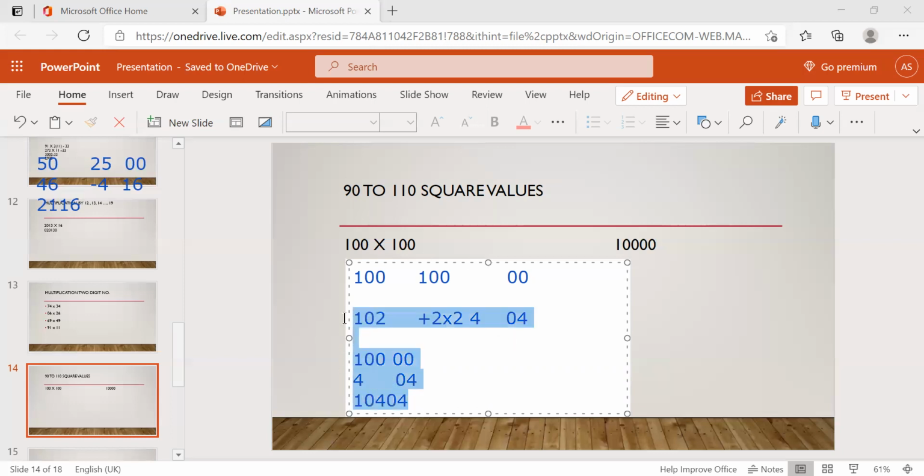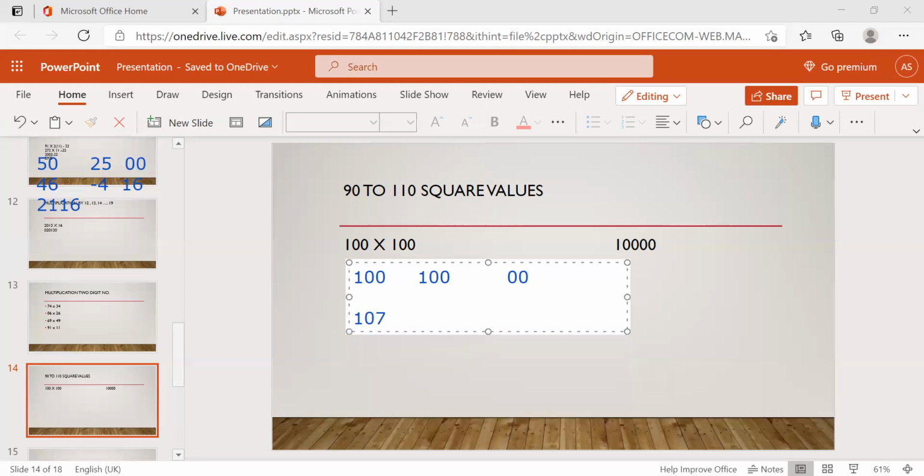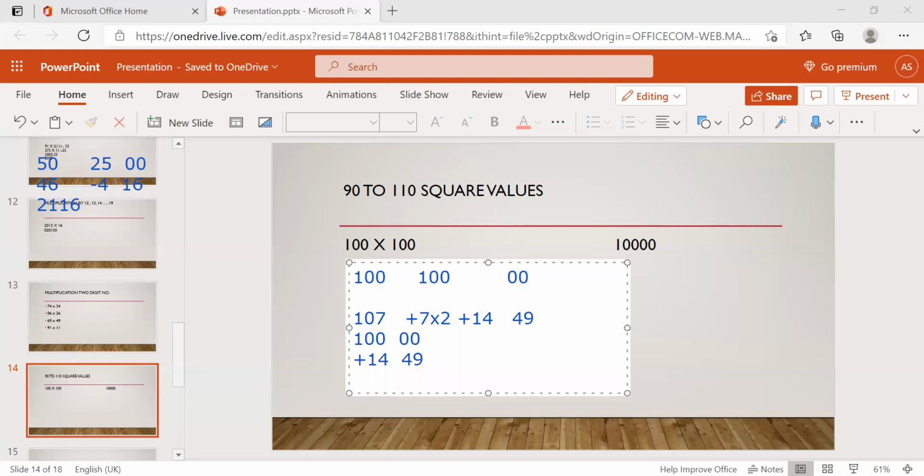Just make some more examples. 107. What's the difference? Plus 7 into 2, plus 14. Then 00. What's that 00? 7 square, 49. Then 100 00. So 100 plus 14, here plus 14, and 00 is nothing but 49. So 114 and 49. This will be the answer.